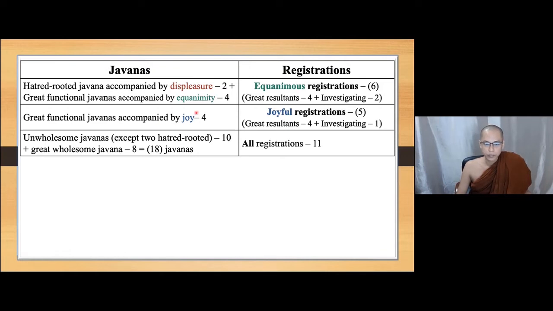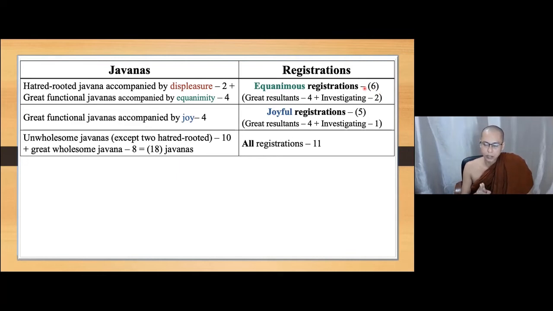So the 29 can be divided into three groups. In the first group, six consciousness or six Javana: the hatred-rooted Javana accompanied by displeasure, which is called dosa mula citta, runs as Javana, and also the great functional Javana accompanied by equanimity. As I just mentioned, the great functional Javana takes place in the process of the Arahat, so it never changes. That is why after equanimity, only equanimity follows. Among the 11 registration, there are six registration accompanied by equanimity.